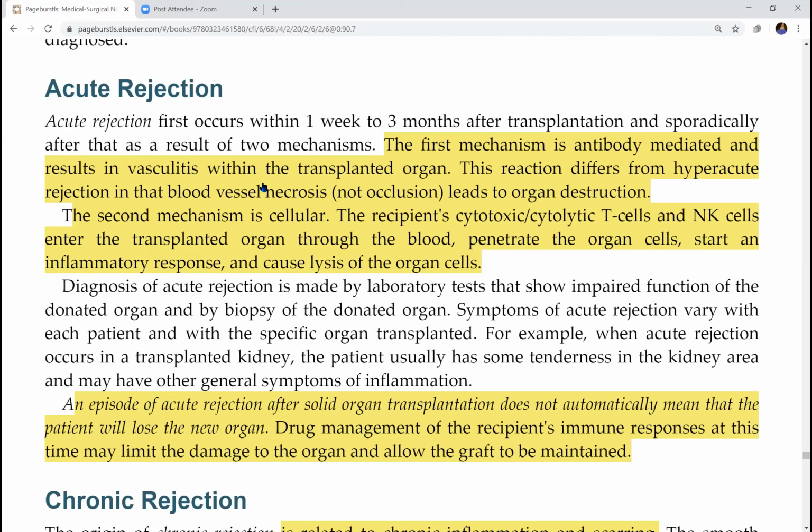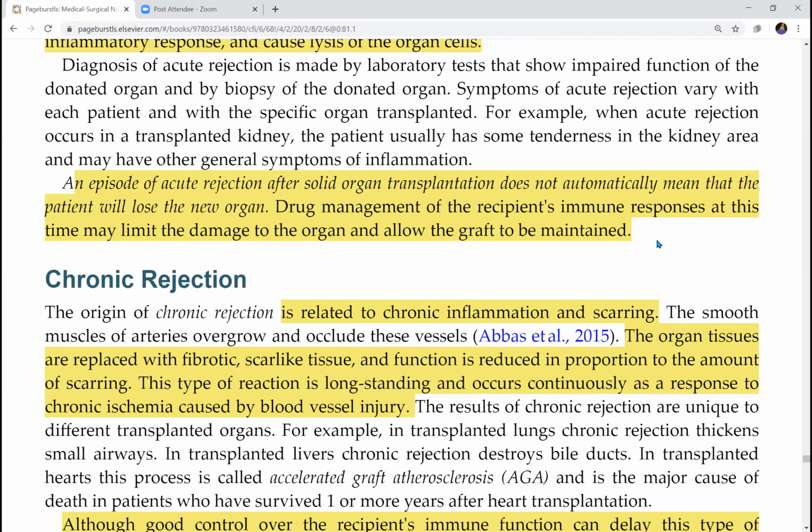So throughout the patient's lifetime, this will occur again and again. And each time it occurs, all we can do is just adjust the medications again, put the patient on high doses of steroids, for instance, and then hopefully that will save the organ, and then we move on. Any question on acute rejection?